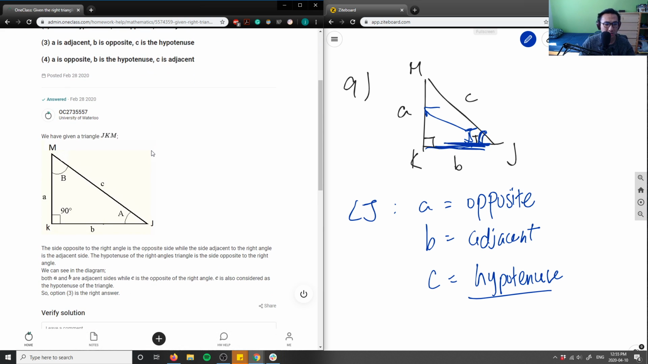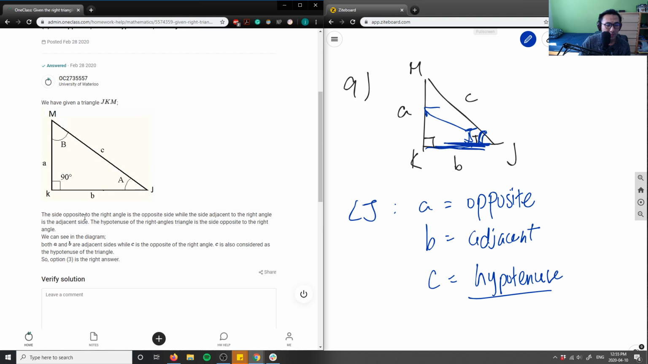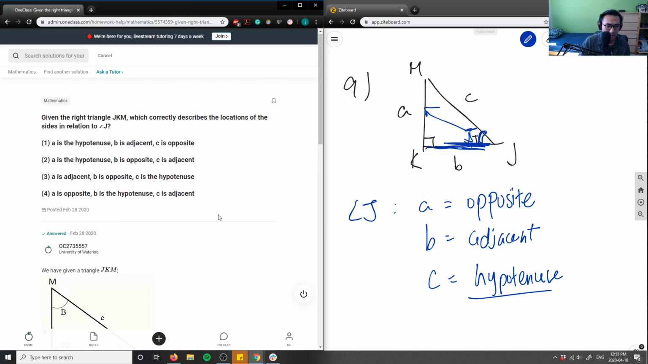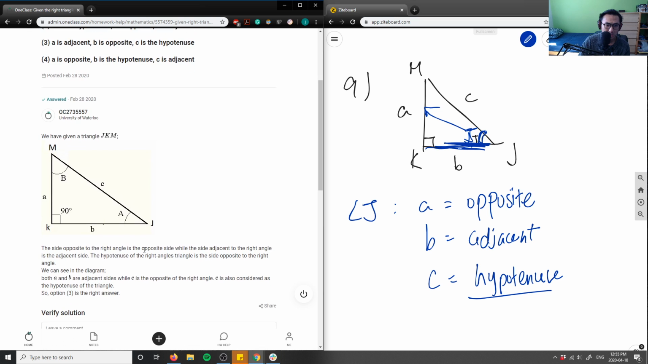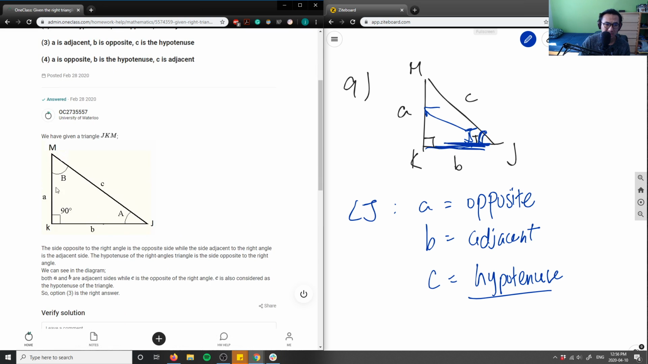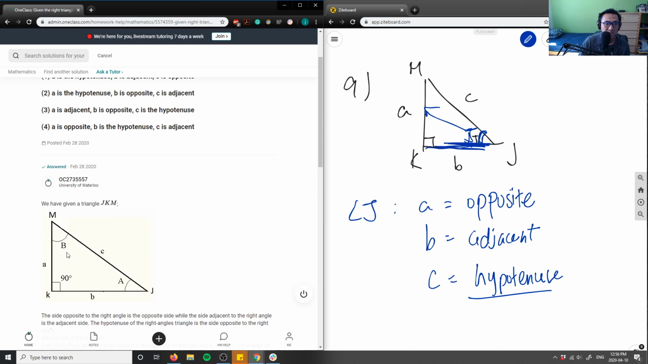Hold up. Let me see their solution here. The side opposite to the right angle is the hypotenuse, where the side is adjacent to the right angle. C is a right angle. C is considered the hypotenuse. That's good. But this is angle J though. They wrote A here. So I don't know what this question is asking in terms of angle J, because according to angle J, A is the opposite, but they're saying B is the opposite here. So maybe B is the opposite, A is adjacent, and C is hypotenuse.